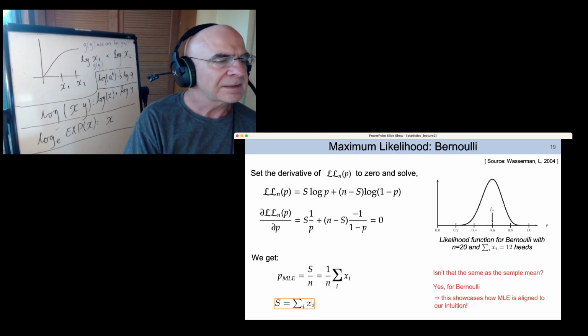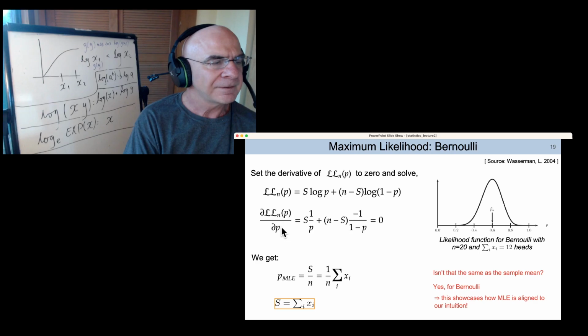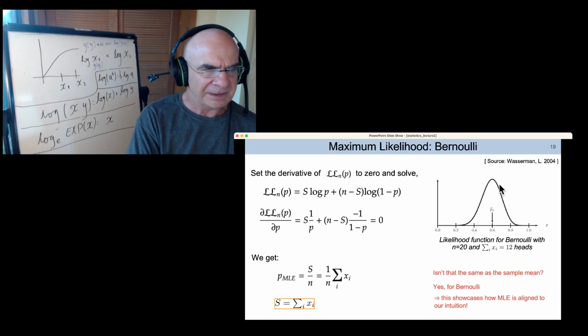So let's take the derivative of this function. This function depends only on a single parameter, p, the bias of the coin: s log p. s is part of the data. I don't have control, I already got my sample point. That's why it's a statistic and not a probability. s log p plus (n minus s) log (1 minus p). Let's take the derivative of this creature.